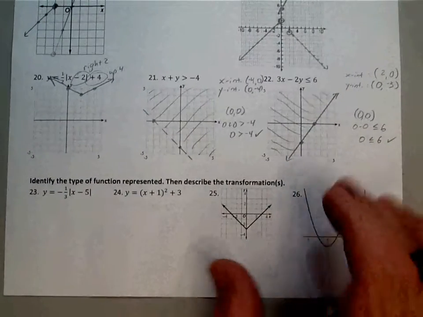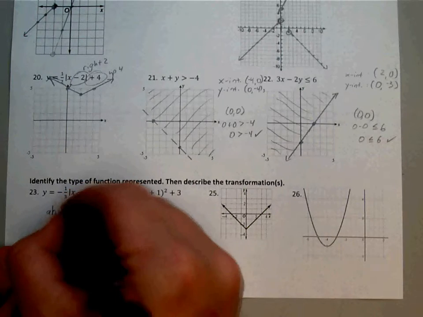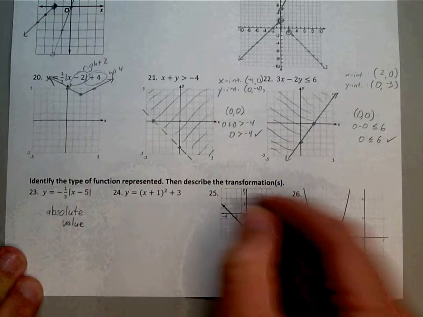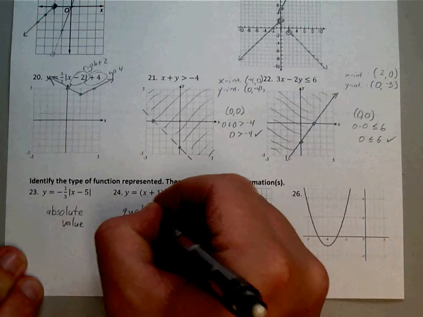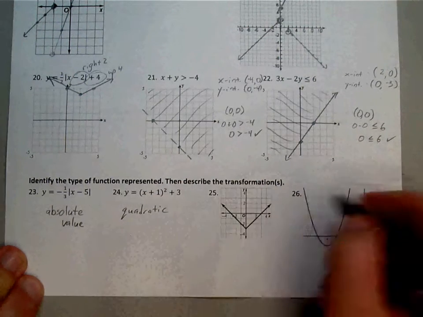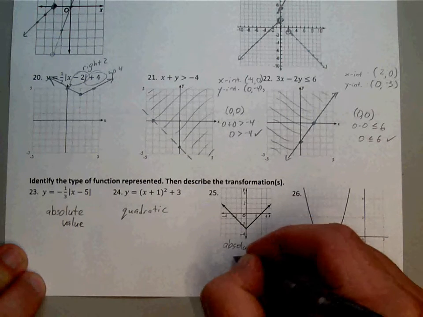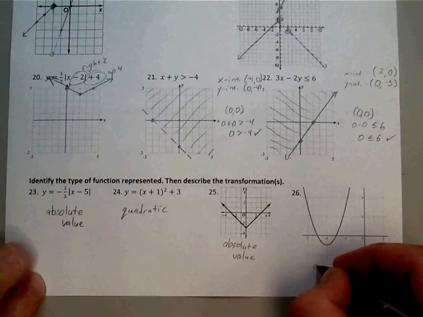Last section, identify the type of function represented. Number 23, I see it's an absolute value. I know that because of the absolute value sign. Number 24, it's squared, so that's quadratic. 25, it's a v, so that's absolute value. 26, it's a parabola, so that's quadratic.